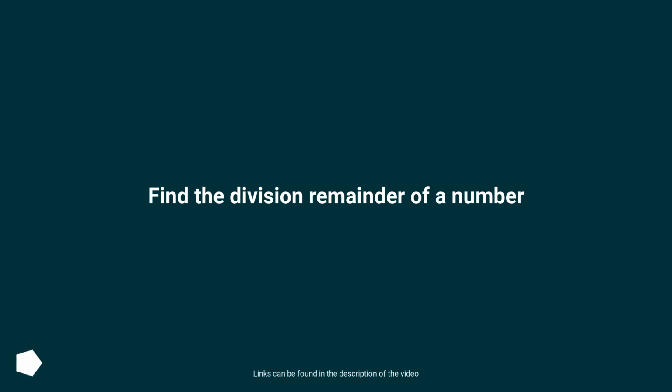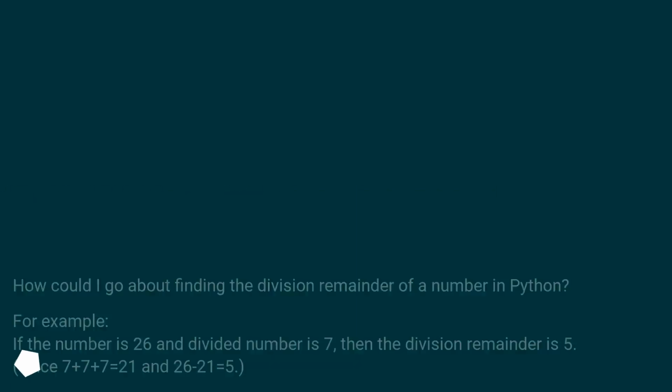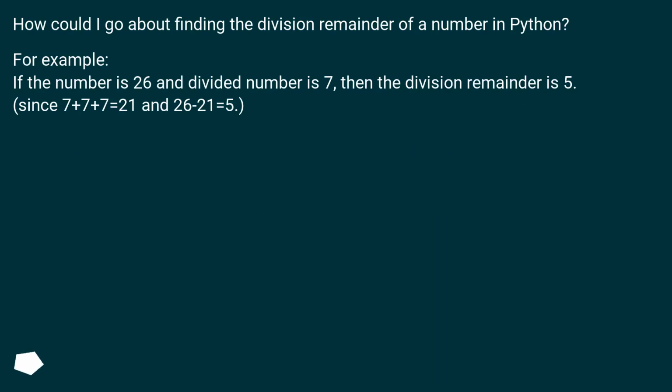Find the division remainder of a number. How could I go about finding the division remainder of a number in Python? For example, if the number is 26 and the divisor is 7, then the division remainder is 5, since 7 plus 7 plus 7 equals 21, and 26 minus 21 equals 5.